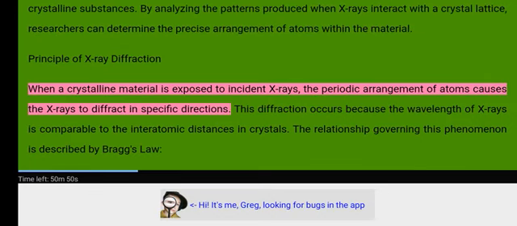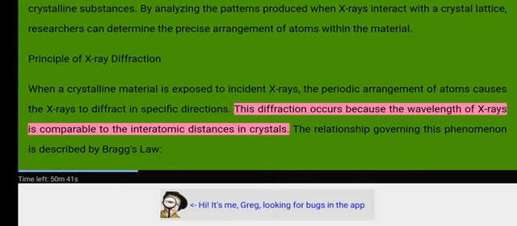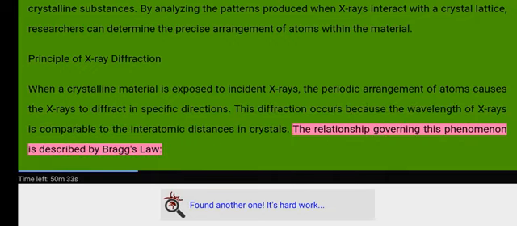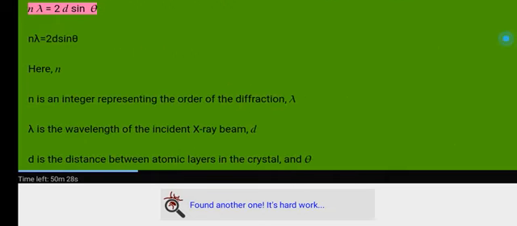When a crystalline material is exposed to incident X-rays, the periodic arrangement of atoms causes the X-rays to diffract in specific directions. This diffraction occurs because the wavelength of X-rays is comparable to the interatomic distances in crystals. The relationship governing this phenomenon is described by Bragg's law: n lambda equals 2 d sin theta.